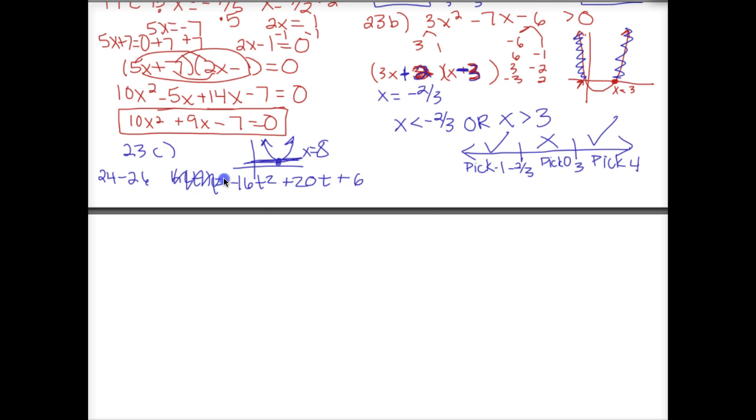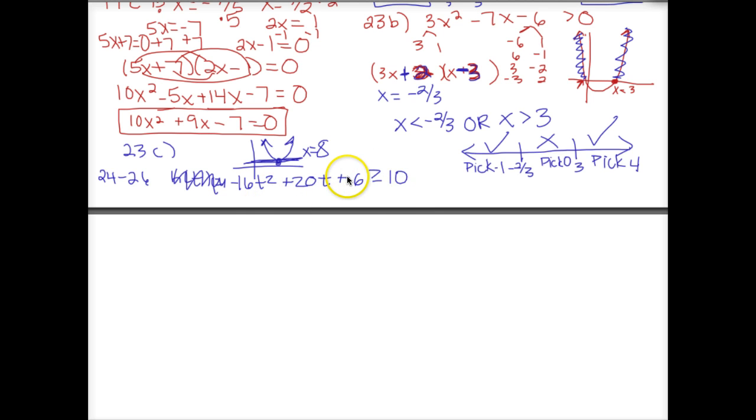So in 24, all you're doing is taking h of t out and replacing it with this. So that's your quadratic inequality. 25, it just wants you to get it in standard form. So we've done this before, several problems in our lessons.